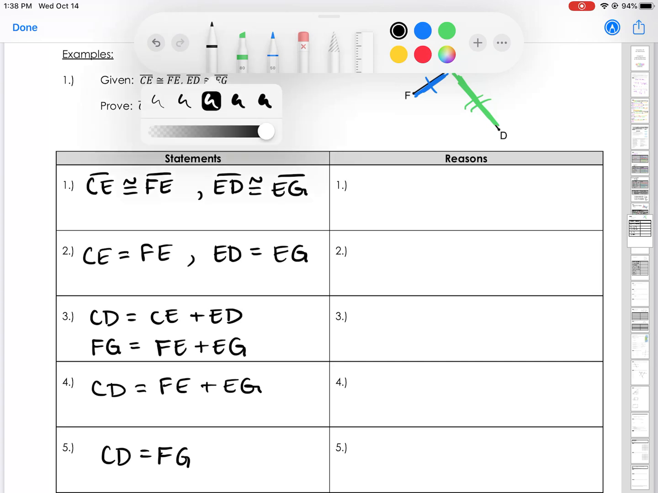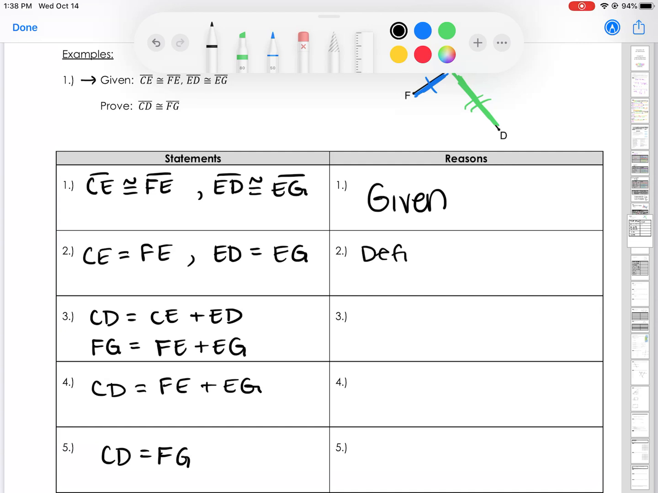So first, our first statement is really just the given, so nothing special there. Our reason is that we're allowed to say it because it is given. We're just using that first statement from right there. We are switching congruent to equals. When I switch between congruent and equals, but I'm saying the same exact thing, that is our definition of congruence.